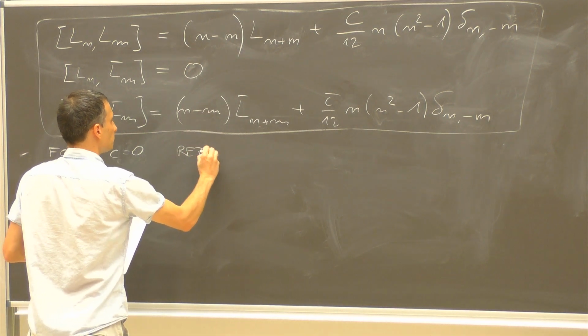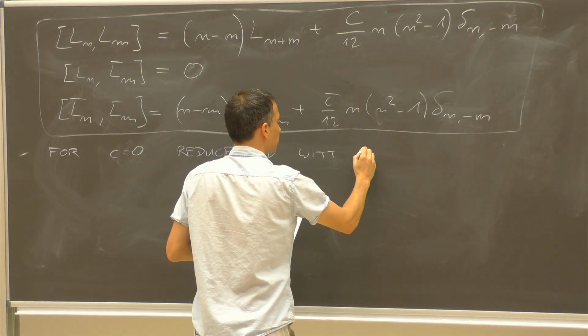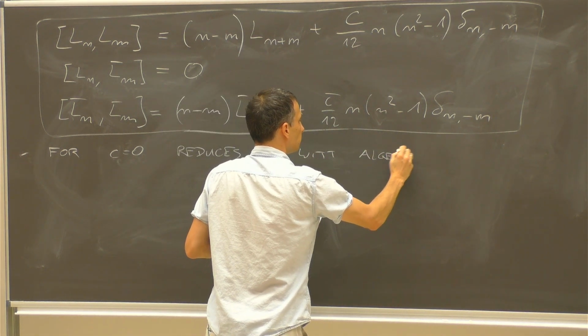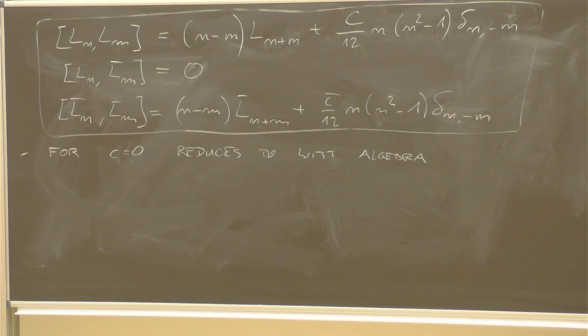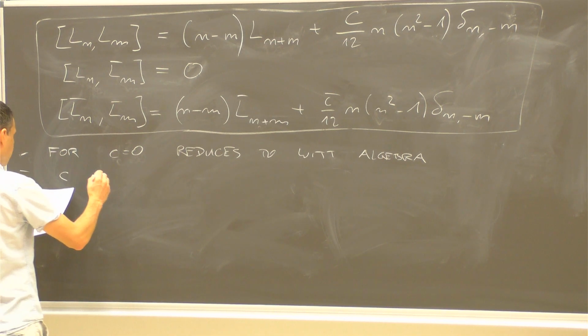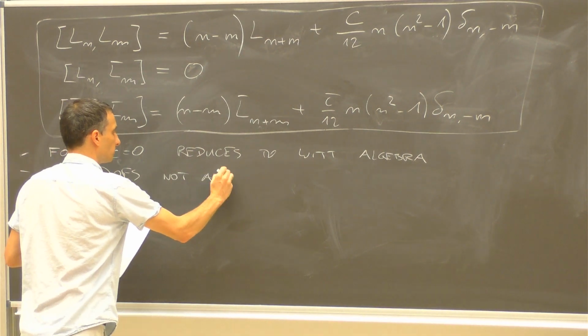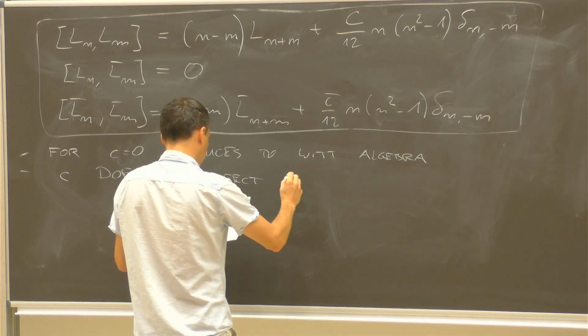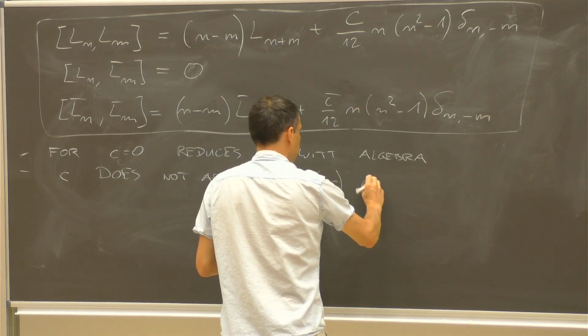Okay, so some comments regarding this Virasoro algebra for c equal 0. This reduces to the Witt algebra, which is satisfied by generators of conformal transformations in D, which I discussed in the first lecture. And that's one remark. Another remark is that the central charge c does not affect the global conformal group, which is SL2C.